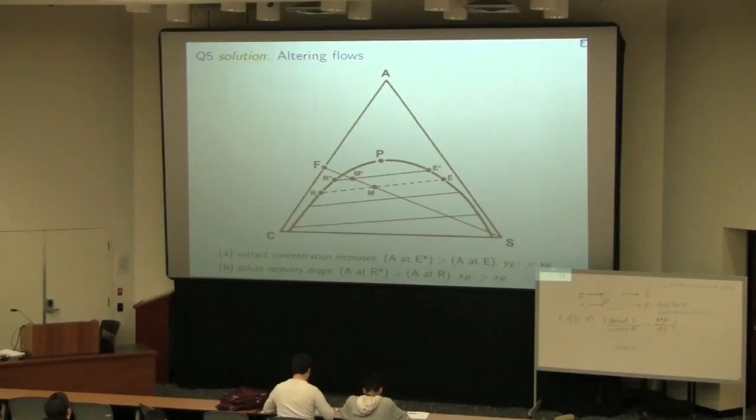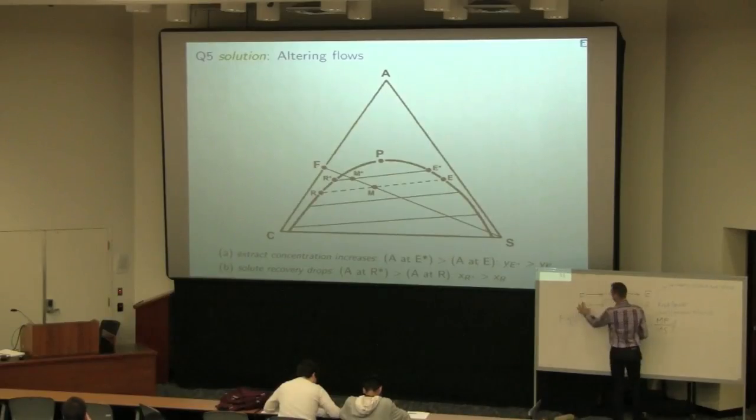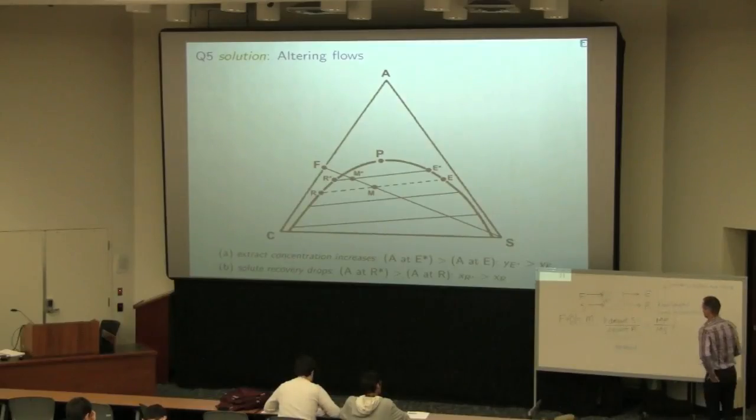So yes, my extract concentration increases because my concentration of solute at E star is a higher value. We're looking at the solute, so we're considering the vertical distance. E star lies above E, so absolutely my extract concentration, I'm getting a higher amount of solute in that extract stream leaving. So it seems counterintuitive, but what happens is we're slowing down the amount of solvent we're putting in. We're putting in less solvent, so there's less material in there.